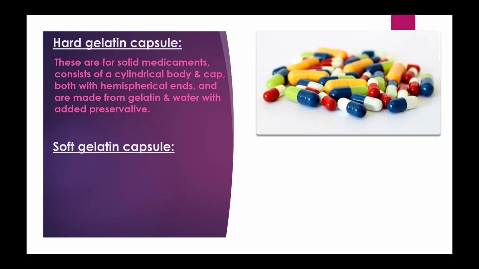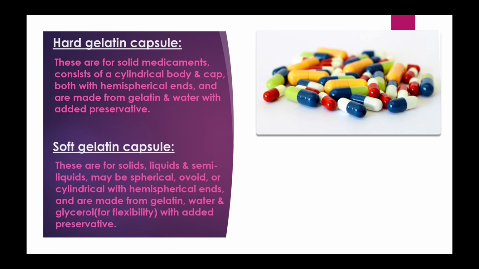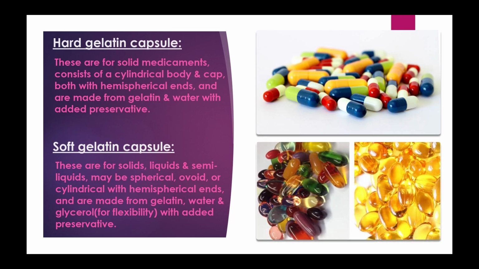Next, soft gelatin capsule. These are for solids, liquids and semi-liquids, may be spherical, ovoid or cylindrical with hemispherical ends, and are made from gelatin, water and glycerol. Glycerol is mainly used for flexibility along with added preservative. This is an example of how a soft gelatin capsule looks like.